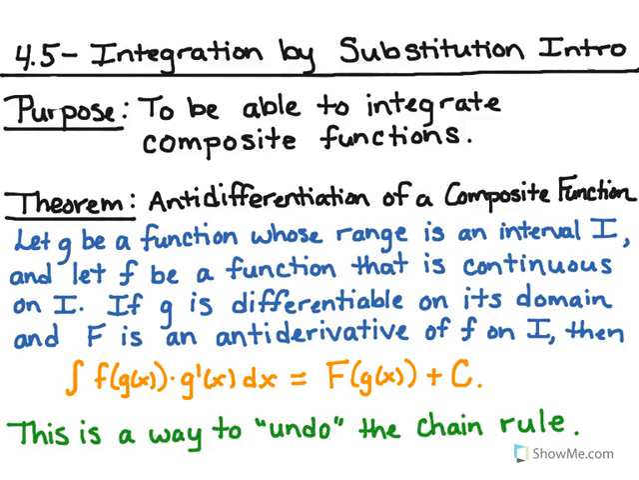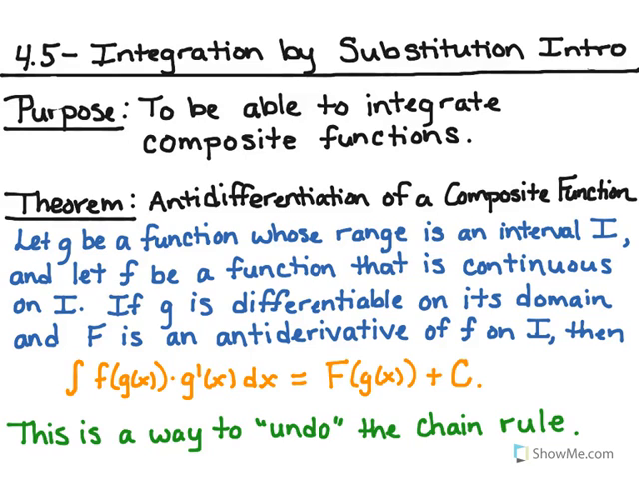Today we're going to start with an introduction to integration by substitution. The purpose of this method of integration is to be able to integrate composite functions, which brings us back to the idea of finding a way to undo the chain rule from derivatives. So we have a theorem called the anti-differentiation of a composite function theorem.